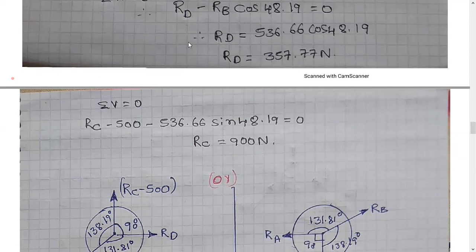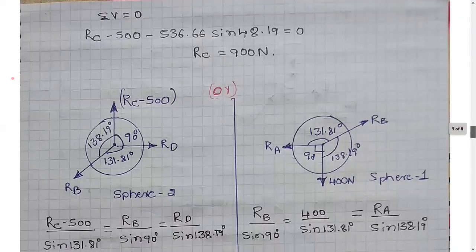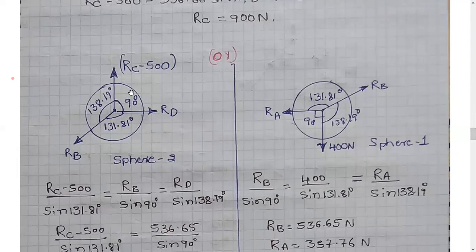As I mentioned earlier, we can also solve this problem by using Lami's theorem. What does Lami's theorem say? It says that it applies when only three forces are acting at a point. So in sphere 2, what happened? Basically, there were 4 forces. Now what I have done here is taken the RC in the sphere. Actually, the sphere was like this: the RC force acting upwards, 500 Newton acting downwards, a rightward force RD, and an inclined force RB.